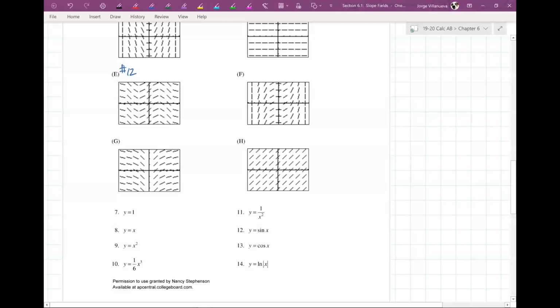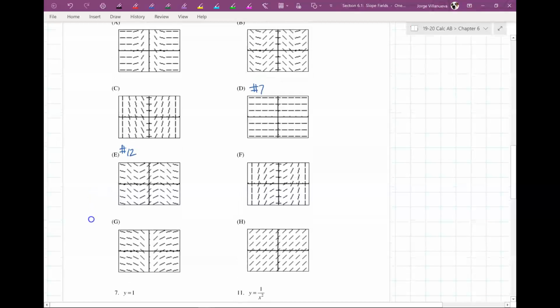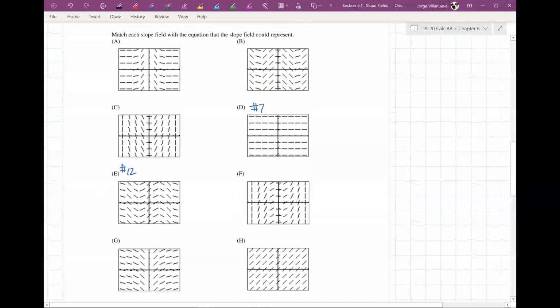1 over x squared. Okay? So 1 over x squared. Any guesses? So the derivative of 1 over x squared, right? Let's do that real quick. d/dx of 1 over x squared, which is basically d/dx of x to the negative 2, is negative 2 x to the negative 3. So it's negative 2 over x cubed.